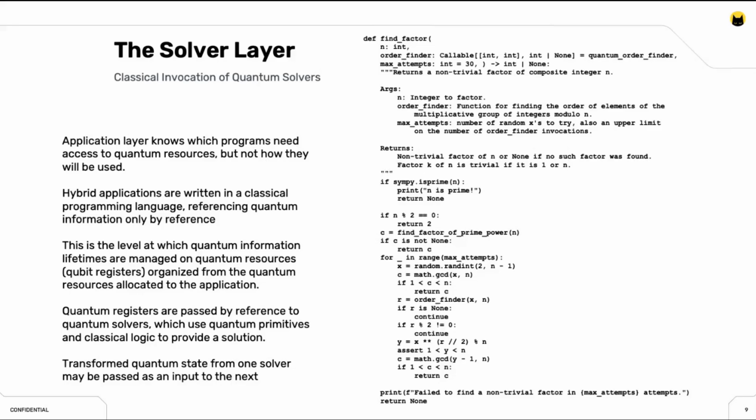This is out of the literature, but this is just the canonical solver level way of writing code. It requires high competence on the classical HPC side and some understanding of what can be done on the quantum side. And again, anything that's being done in quantum is being handled by a reference here.